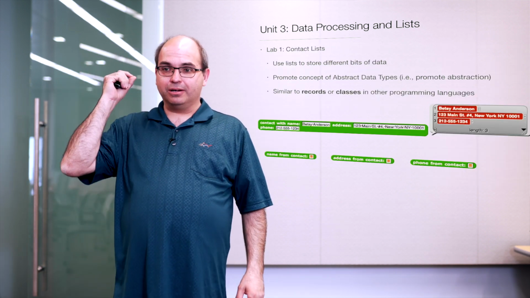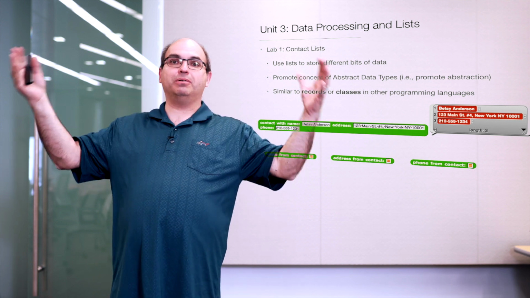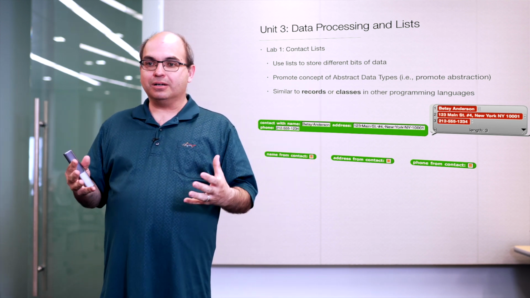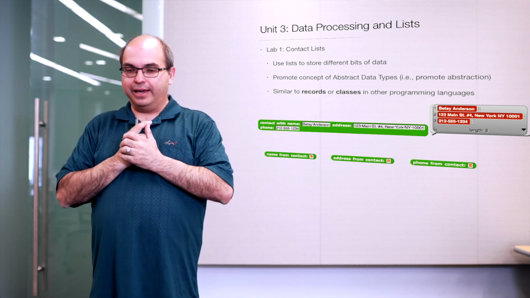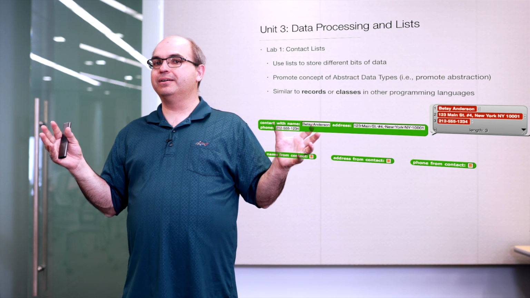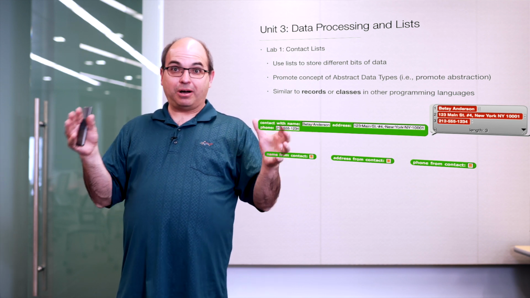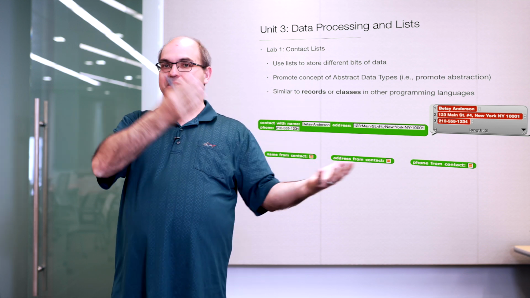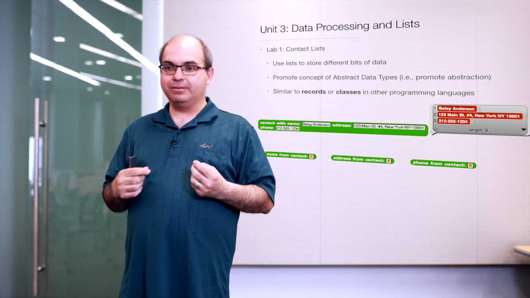Okay. So let's see. Lab 1 is about contact lists, right? It's a Rolodex, for those of you who remember what a Rolodex looks like, okay? So that's what Lab 1 is. And what we're going to do is we're going to use lists to store different bits of data. What am I talking about? An actual contact, a card in the Rolodex, right? A name, an address, a phone number. Those are different kinds of data.